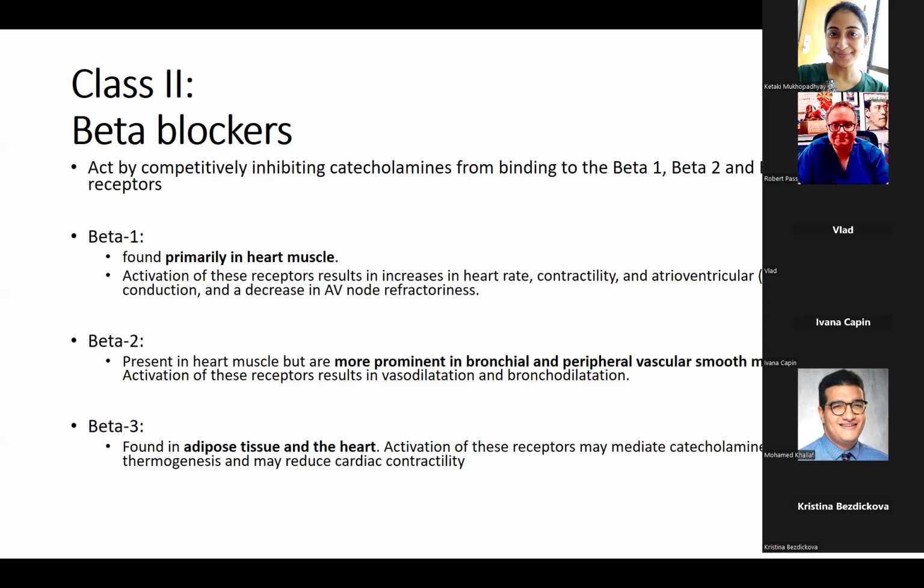Beta 2 are present in heart muscle, but are more prominent in bronchial and peripheral vascular smooth muscle, and activation of these receptors can result in vasodilation or bronchodilation. And in similar vein, blocking of them can cause bronchoconstriction. And this is the reason why some believe that beta blockers can be disadvantageous in patients who have reactive airway disease. Finally, beta 3, which you don't think about as much, are found in adipose tissue as well as the heart. Activation of these receptors can mediate catecholamine-induced thermogenesis and may reduce cardiac contractility.